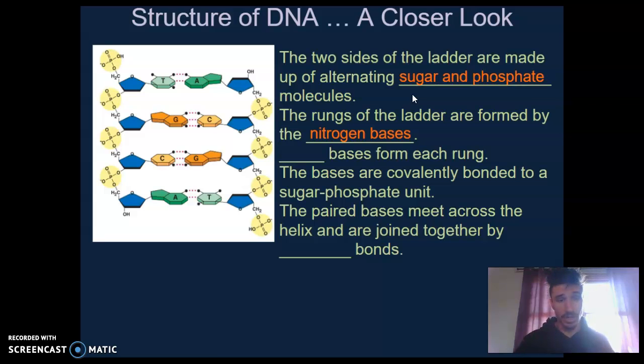The rungs across the middle, which are held together by hydrogen bonds, are comprised of the nitrogen bases. Two bases make each rung of the ladder. So one base here, one base there. Two bases connect across the middle, and obviously, we know they're held together by hydrogen bonds at this point.